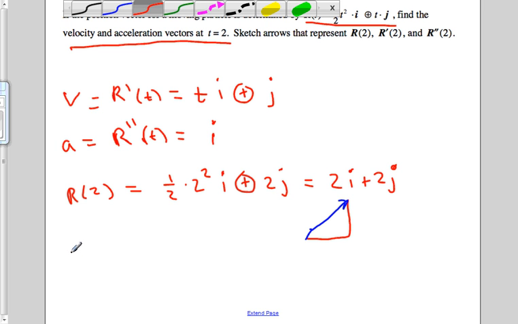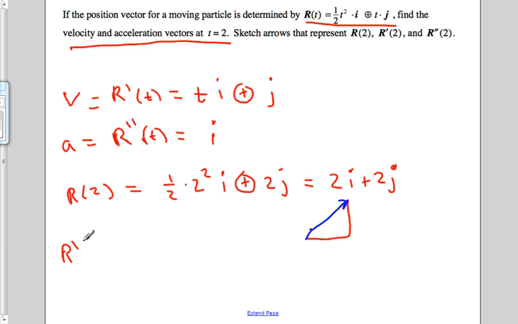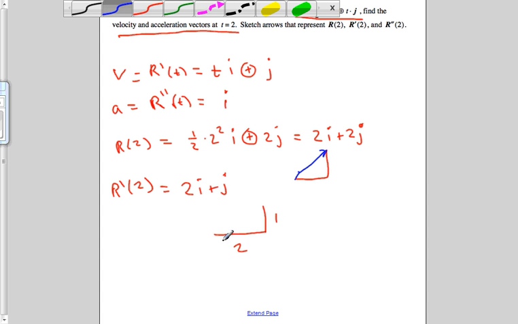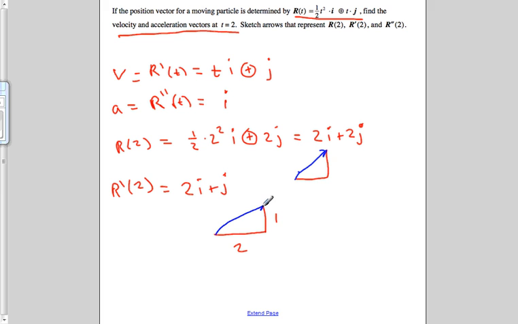And my velocity, well, that's r prime of 2. And using this equation, that's going to be 2i plus j. And what is that going to look like? Well, that's going to look similar, but the y value won't have the same amount. So this vector rather will be 2 in the x and then only 1 in the y. So the corresponding vector will look like that.